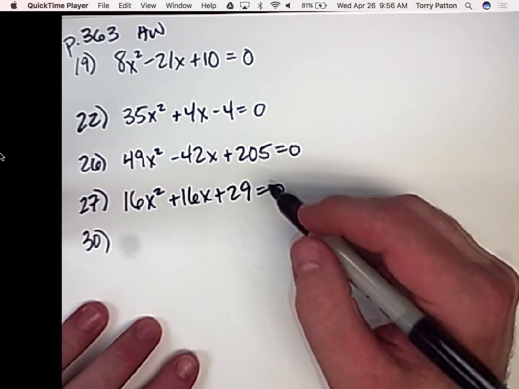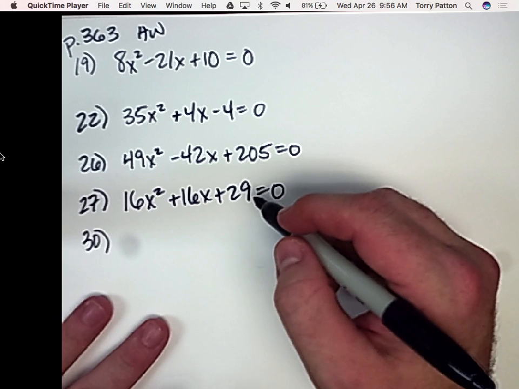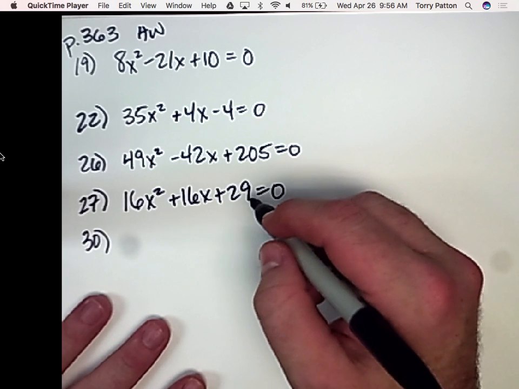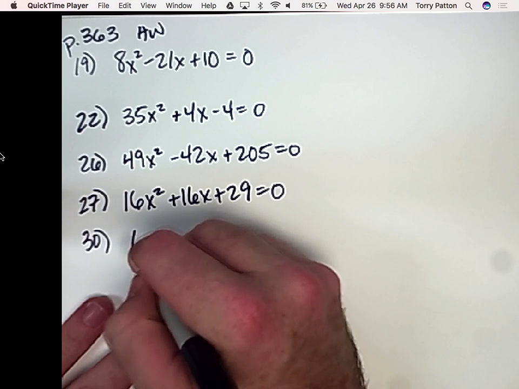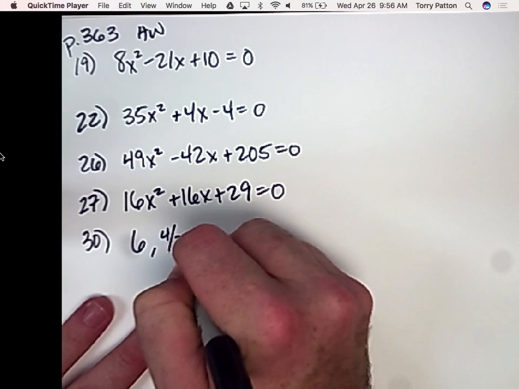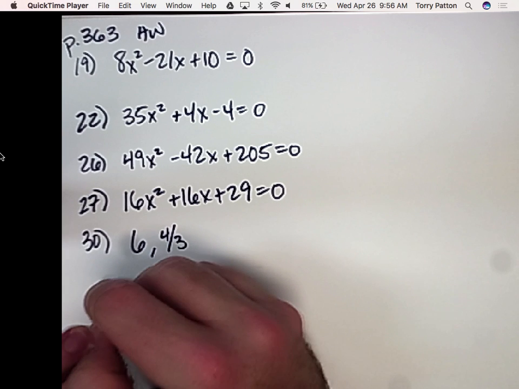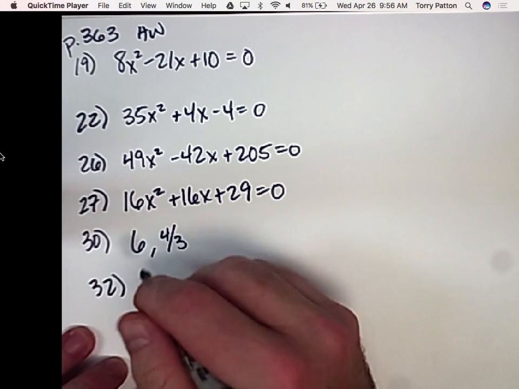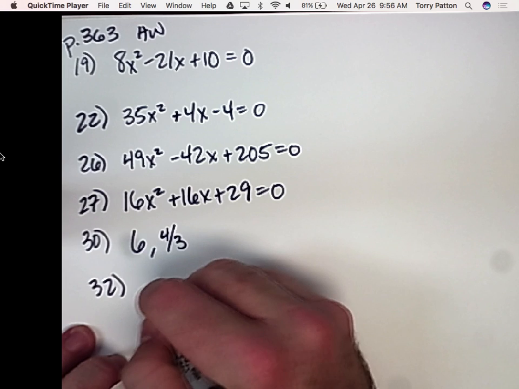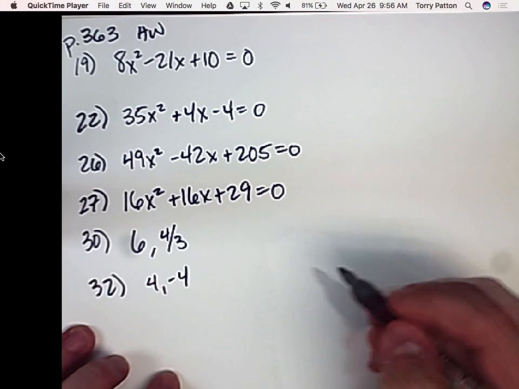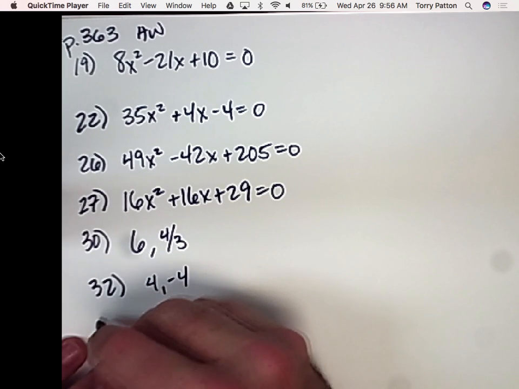Number 30 is 4/3. Number 32 is 4 and negative 4. If you put plus or minus 4, that works too.